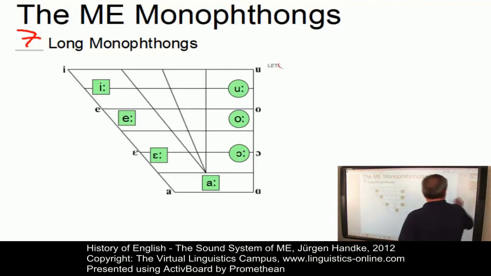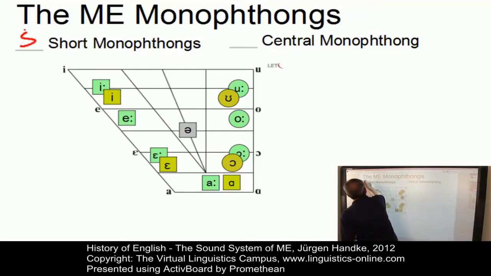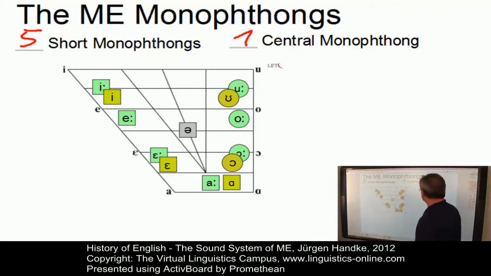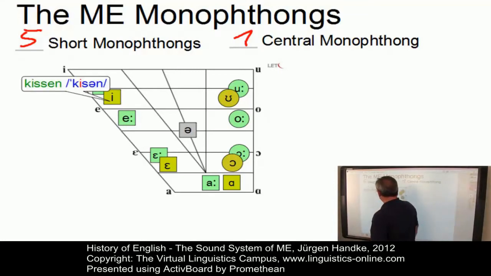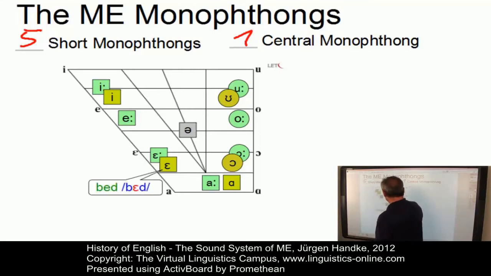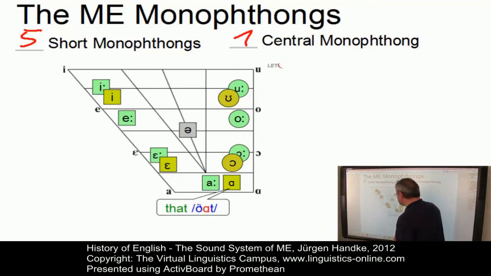Let's now add the 5 short vowels and the central monophthong to this system. Now let's listen. There was a short i, as in kissen. There was a short e, as in bed. There was a short a, slightly backed, as in that.